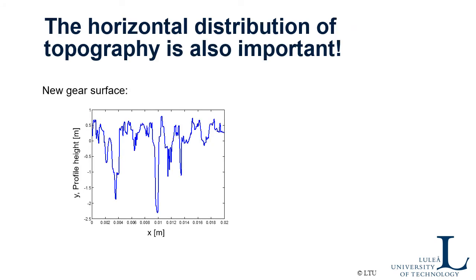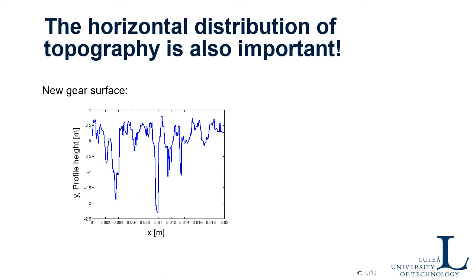Before talking more about the surface finishing methods and their connection to the parameters, I will also say a few words about the horizontal distribution of the topography. It's also important, especially in lubrication and elastohydrodynamic lubrication. Here I have a new gear surface profile. You can see it already has a kind of negative skewness from the start. There are deep valleys, but not as high peaks.